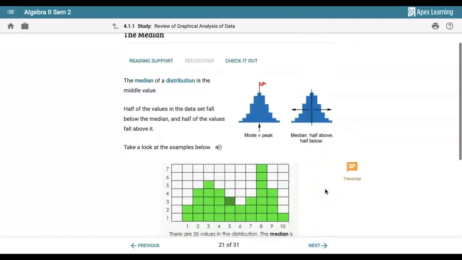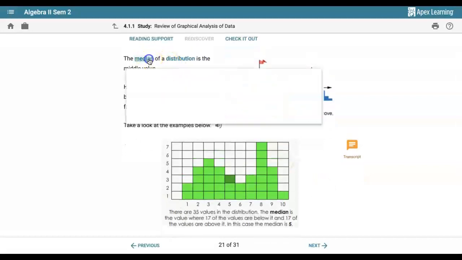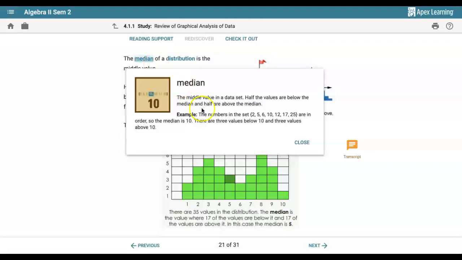When we're talking about median, we're talking about the absolute middle value. To give the formal definition, it is the middle value in a data set. Half the values are above and half the values are below. So if we start out not graphically, and these are our numbers in our set: 2, 5, 6, 10, 12, 17, 25, to find the median, we find the number in the middle of them.